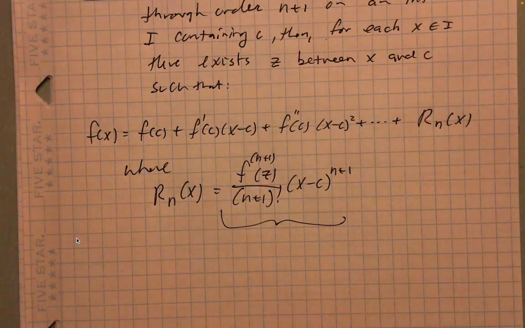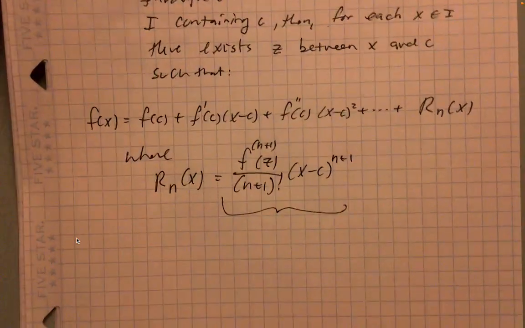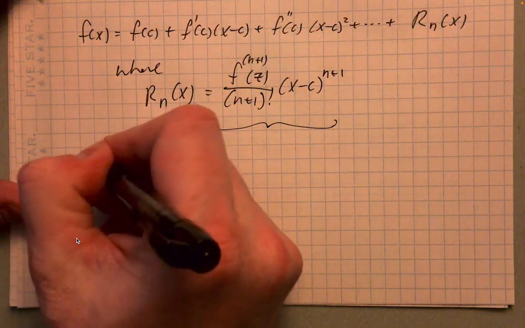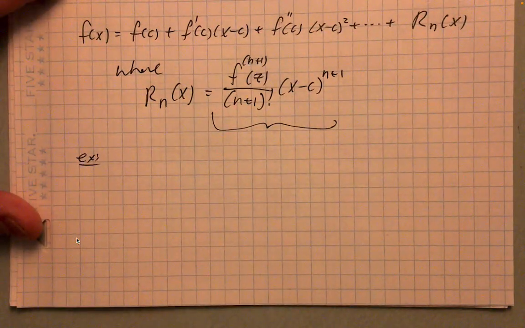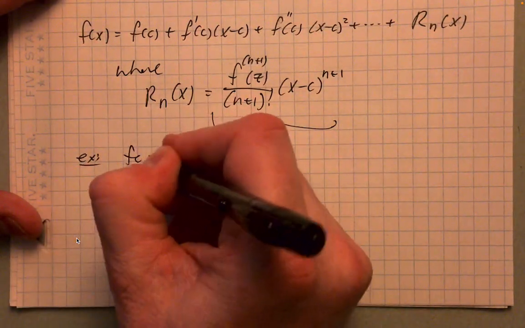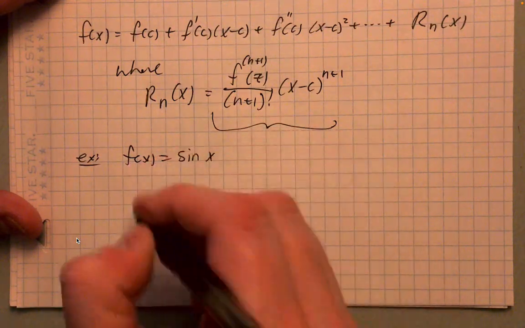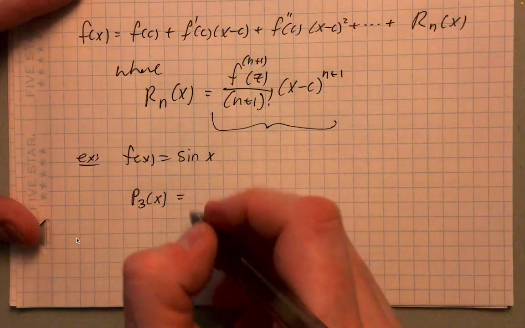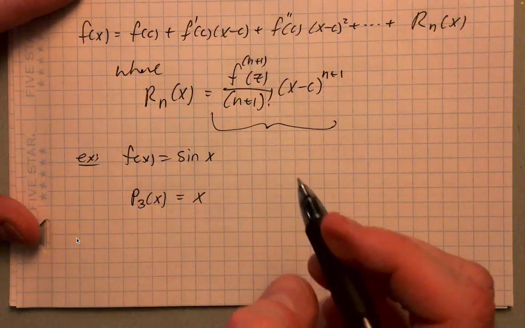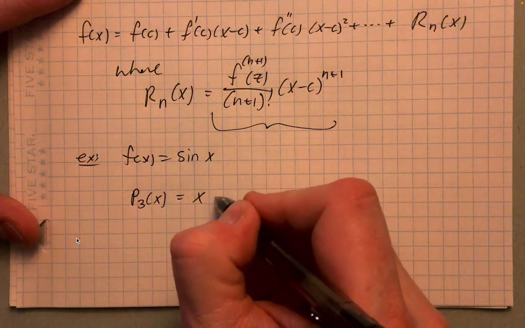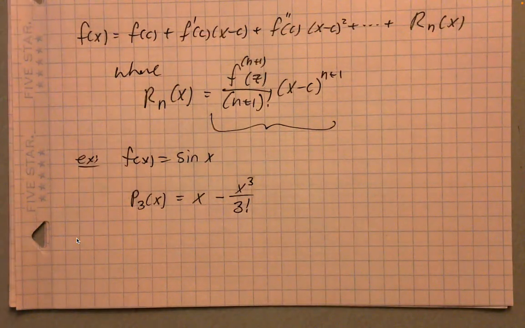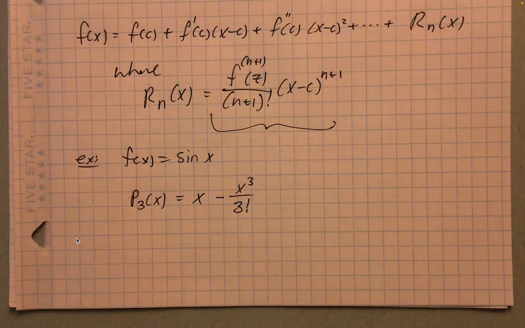Okay, let's see an example. Maybe an example will help clear any confusion. Let's take f of x equals sine x. Then we know that P3 of x, which we just calculated, is x minus x cubed over 3 factorial. So this is the third degree Taylor polynomial for sine of x.